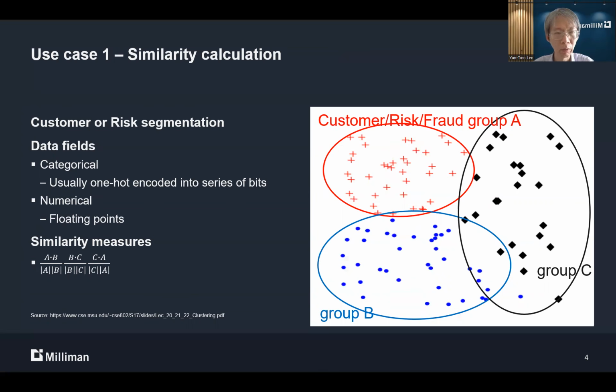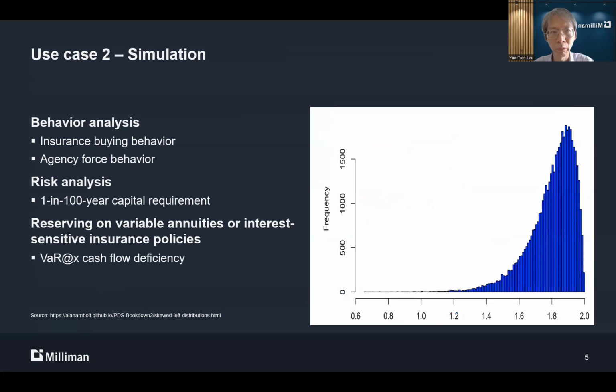The first one is categorical, and the second one is numerical. And usually, we're calculating a similarity measure. No matter whether we want to use a cosine or whatever similarity measure, we just want to find out how similar each record would be compared to each other, so that we are able to separate different customers into different groups.